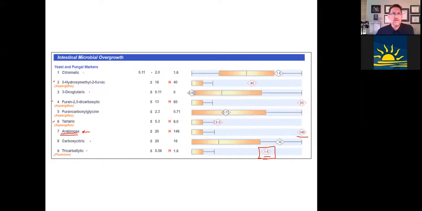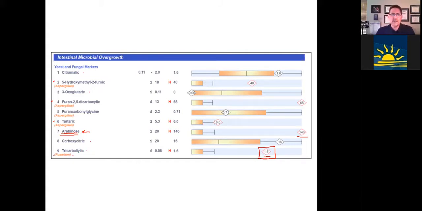So markers 1, 7, and 9 are yeast markers. So let me go back. Yeah, so 1, 7, and 9. So 1 is linked to yeast. Marker 7 is linked to yeast. So Arabinose is a yeast. 9 is linked to mold.